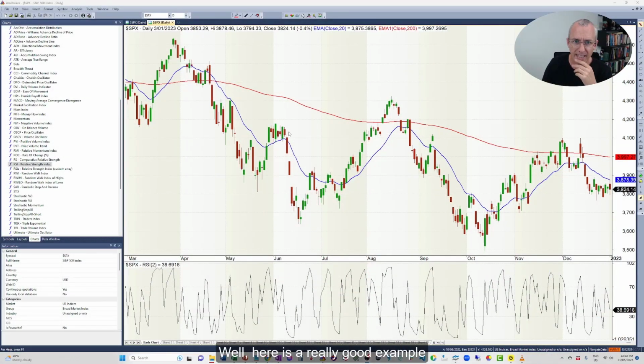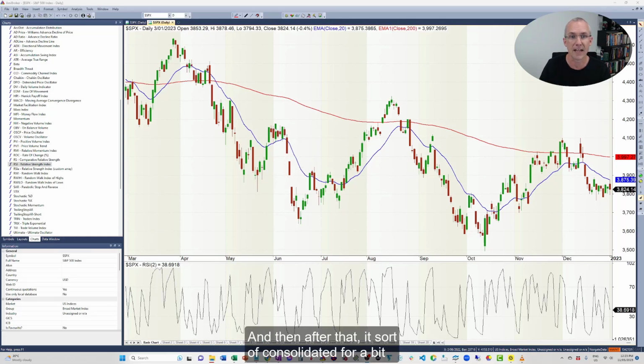Well, here is a really good example on the chart right here in the middle. The price has moved down quite strongly, found a base, and then rallied very quickly over 3 days, all the way back up above the 20-period exponential moving average.